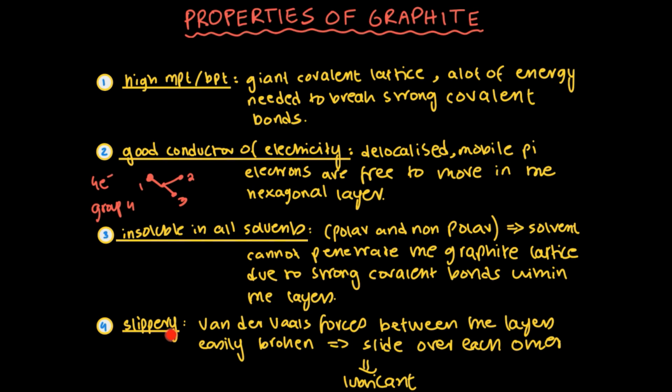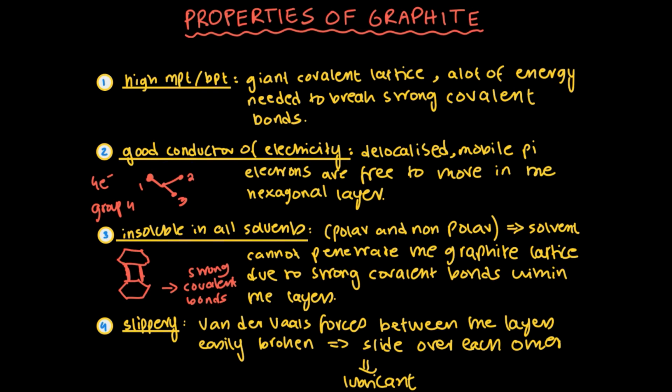The next point is that graphite is very slippery, and the reason for this is going to be the van der Waals forces between the layers. So now within the layers, within the hexagons, the covalent bonds are going to be very strong. But over here, these weak van der Waals forces that I discussed previously, these can easily be broken.